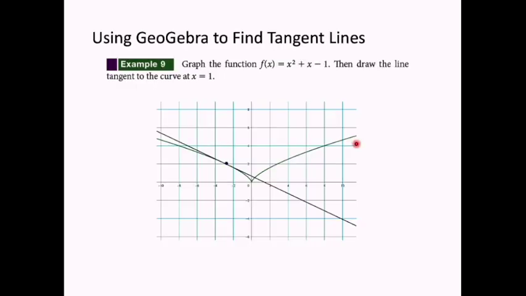Now that we've gotten a couple examples under our belt on calculating the slope of the tangent line, which is the instantaneous rate of change, I am going to show you how you can actually find the tangent line on GeoGebra. We're going to use this example here, x squared plus x minus 1, and I'm going to find the tangent line at x equals 1.